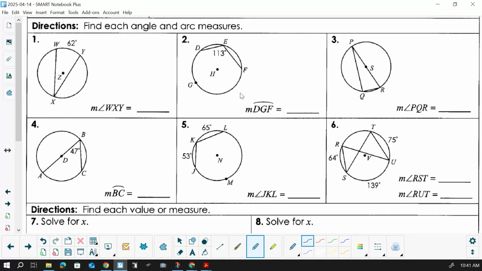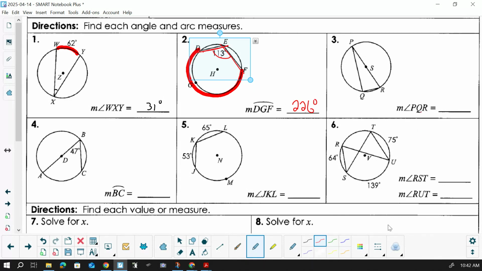Okay, we'll do a few examples here. Won't do all of them, but let's do a couple. This one here, if WY is 62, that means its angle is going to be half of it. So this WXY will be 31 degrees, half of it. Arc DGF, let's go with this. DGF is this arc. Its angle is this angle right here. So if this is 113, the arc would be double that, be 226.